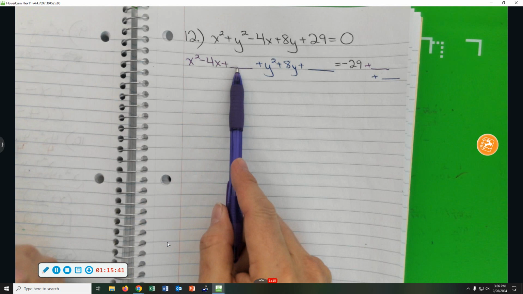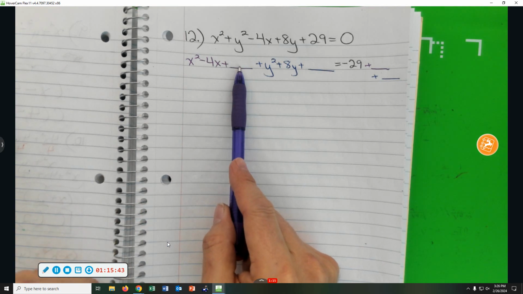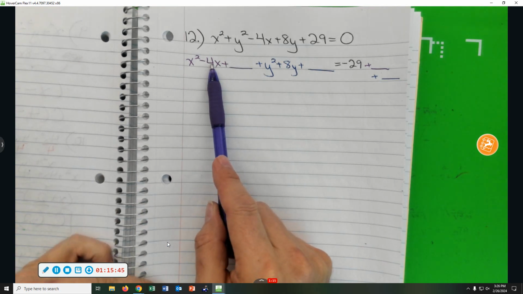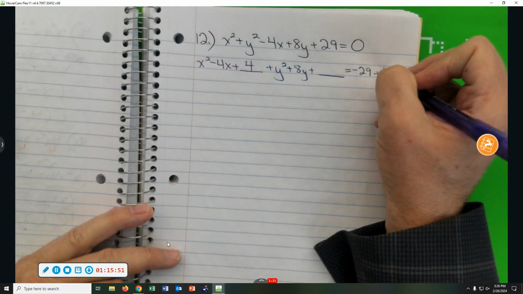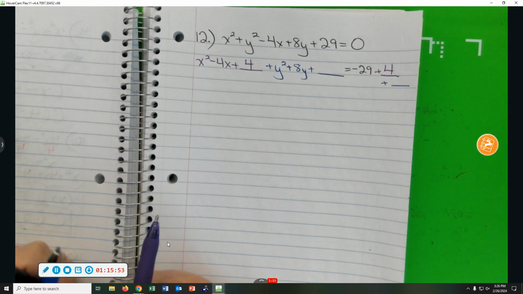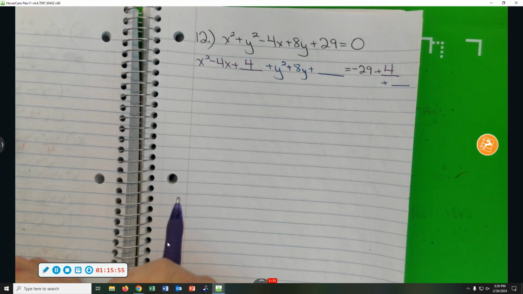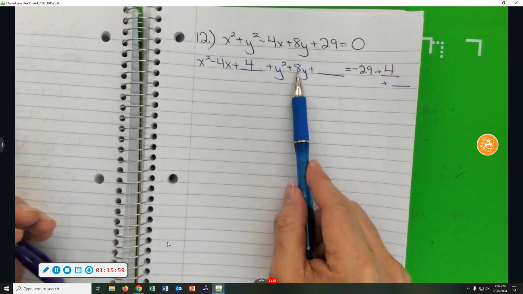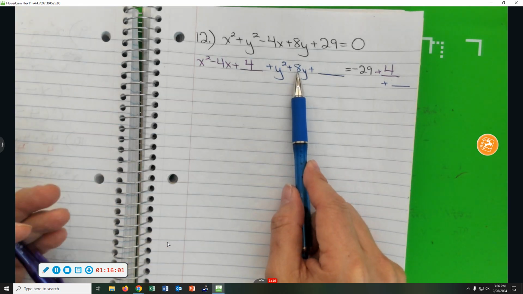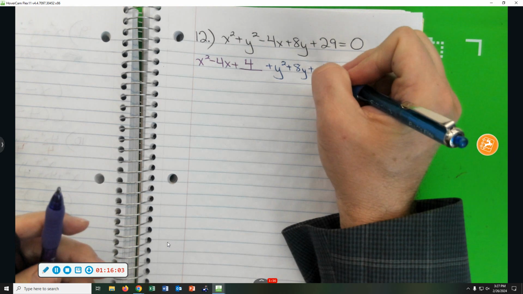What's going to go in the purple blank? Okay. 4 divided by 2 is 2. 2 squared is 4. I agree, the purple blank gets a 4. What's going to go in the blue blank? 16. 8 divided by 2 is 4. 4 squared is 16. I agree with 16.